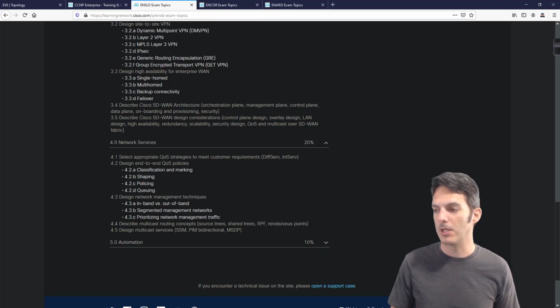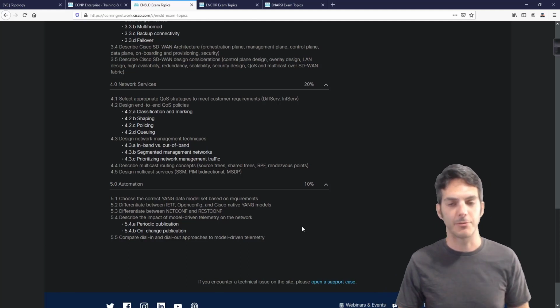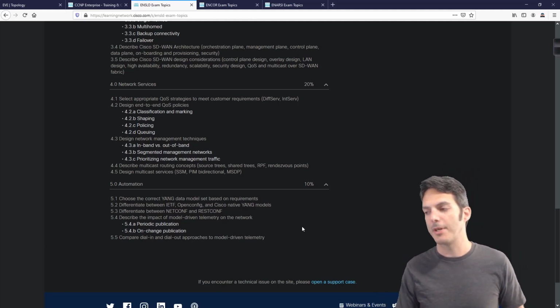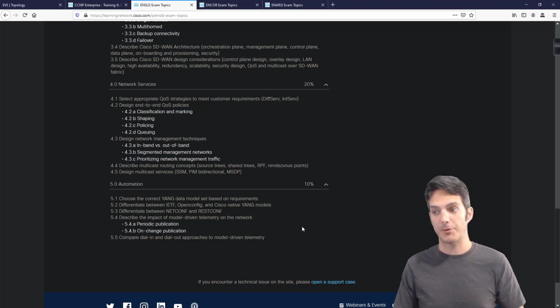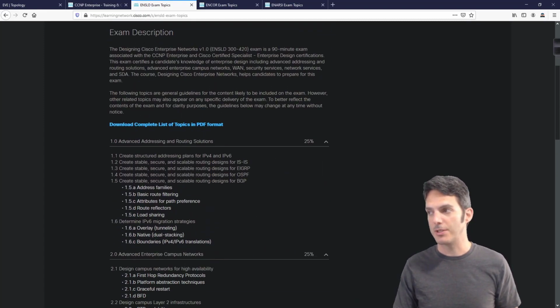And then we will dive into network management. What's the difference between in-band and out-of-band? And then segmented management networks and things like that. And then automation. I'm not going to spend much time in this area because it's not an area of expertise for me. I am still learning this, but I'm not actively learning it. It's one of those things where eventually I will dive into this. So that's basically where we are in terms of those details.